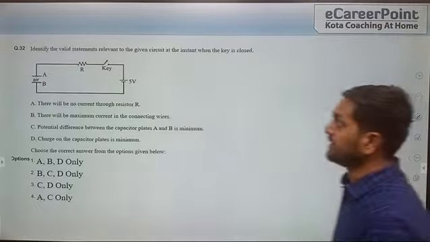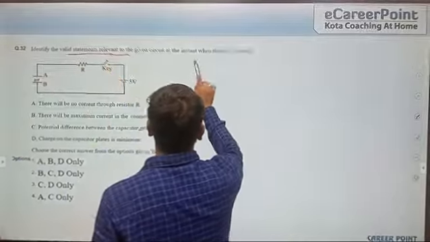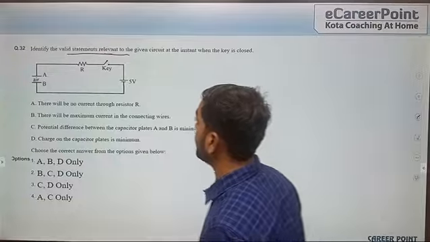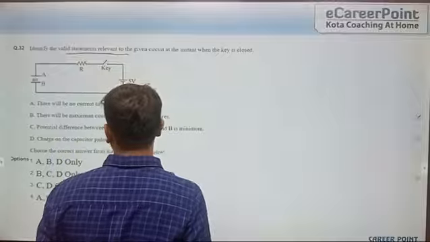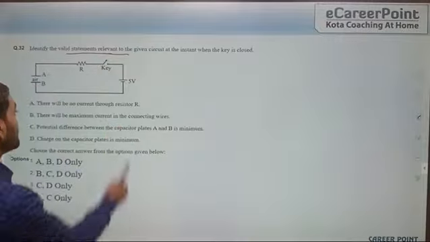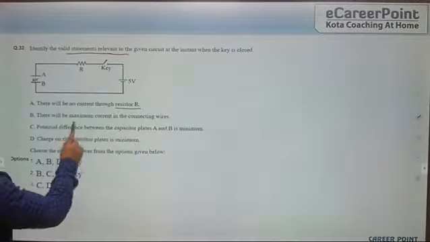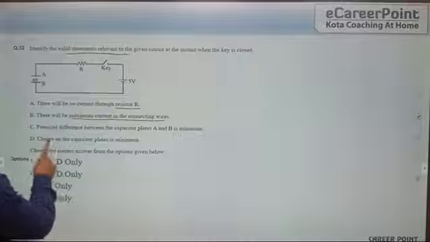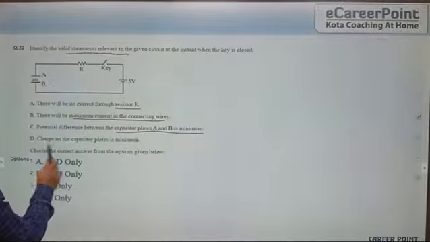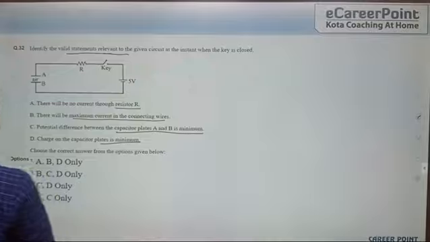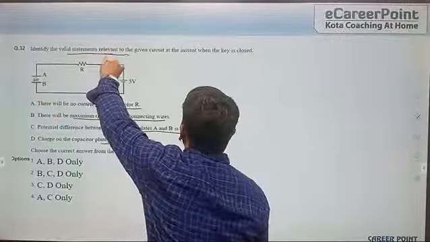Next we see the question: identify the valid statement relative to the given circuit at the instant when the key is closed. Here we have plates A and B, a resistor R and a key, with 5 ohms and 5 volts. The options: there will be no current through resistor R and maximum current in the connecting wires; the potential difference between capacitor plates A and B is minimum; the charge on the capacitor plate is minimum. Then we need to find the answer, right after the key closes.